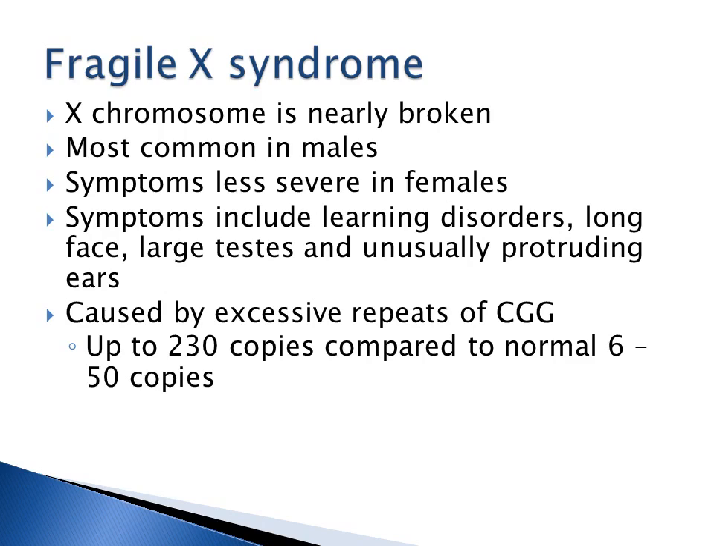In Fragile X syndrome, the X chromosome is nearly broken. This disorder is most common in males, and females that have the disorder have much less severe symptoms. The symptoms include learning disorders, a long face, large testes, and protruding ears. It's caused by one of these trinucleotide repeats, so it's an excessive number of repeats of CGG. There are up to 230 copies in the disease compared to in normal individuals who have 6 to 50 copies.